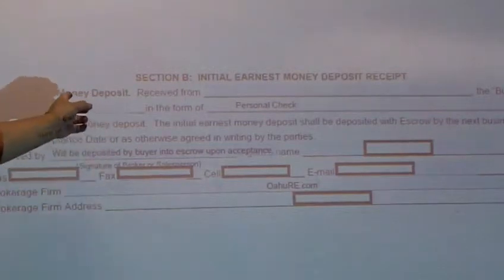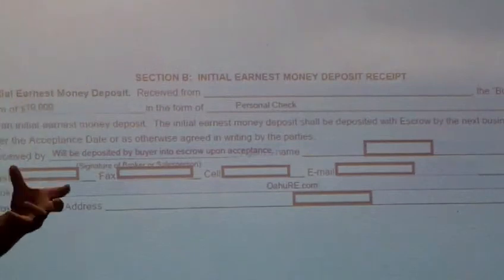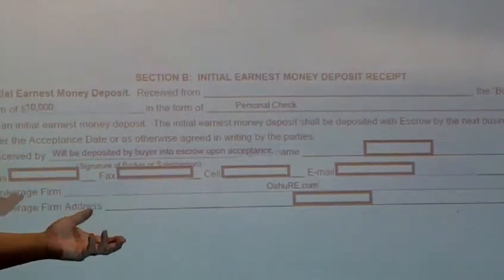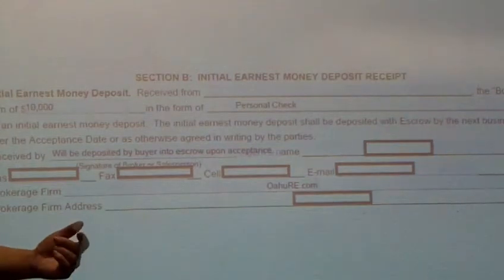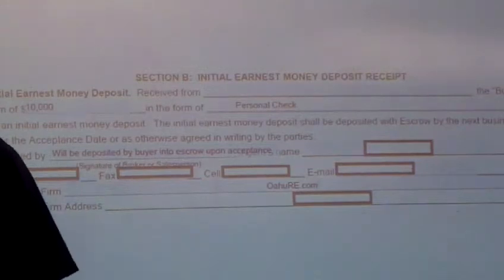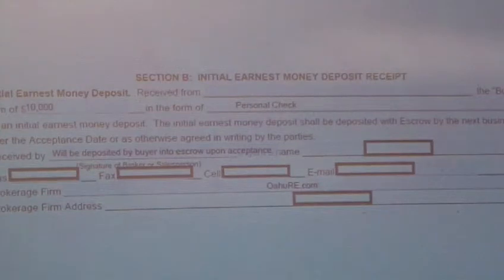By signing that, you're certifying on a legally binding contract that you physically received a personal check or whatever you're putting in, cash or whatever it is, okay? Don't ever take cash as an earnest money deposit, by the way. Because if you do, we have to put it into a trust account and account for it, and it's a big pain. So don't receive cash as an earnest money deposit. Okay, any questions on this part?